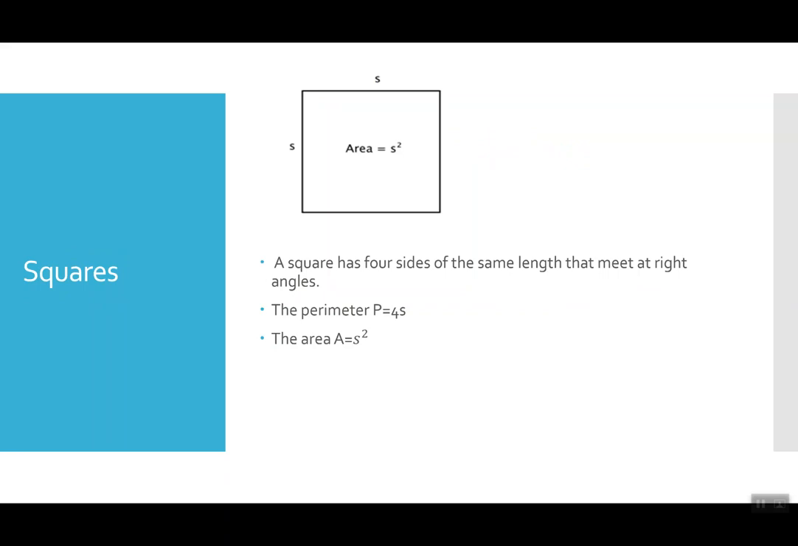And then the last of our 4 quadrilaterals is a square. So a square has 4 sides of the same length that meet at right angles. The perimeter is adding them all up, which is 4 times whatever the length is, and the area is the length times the width, but this time because they're the same, we can say it as side squared. So a square is just a very special type of rectangle.